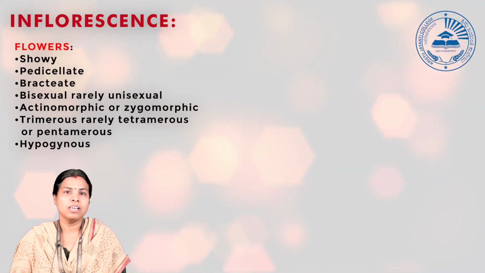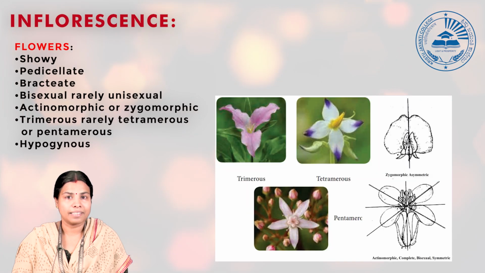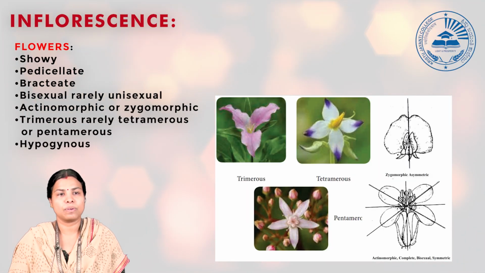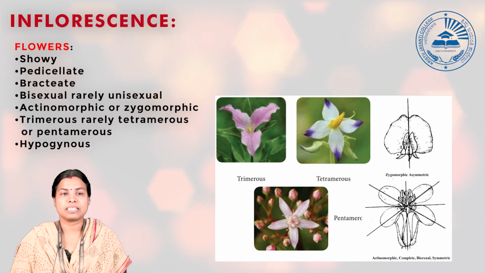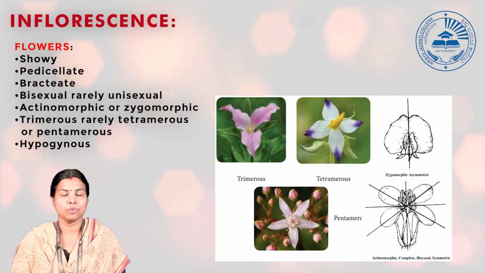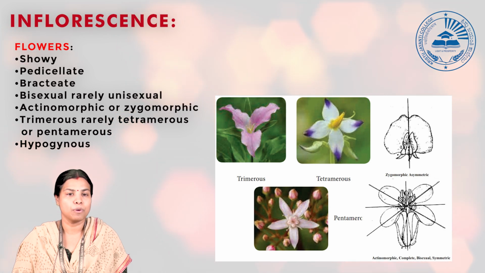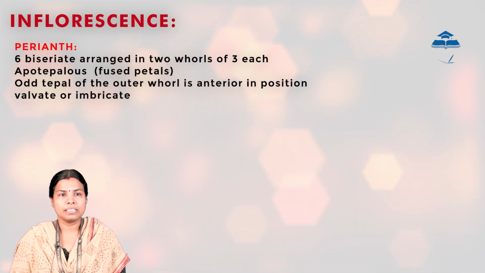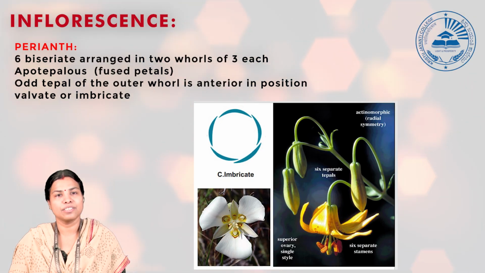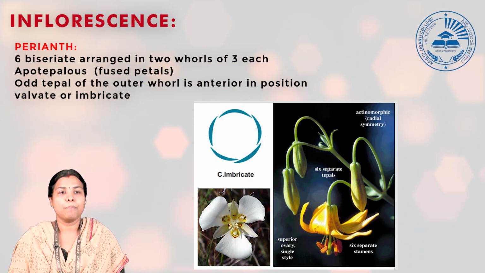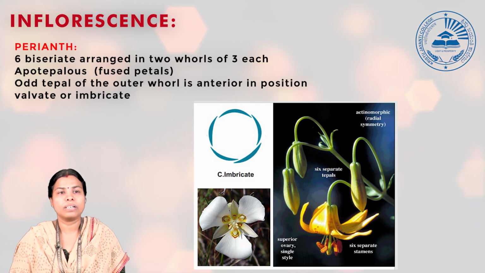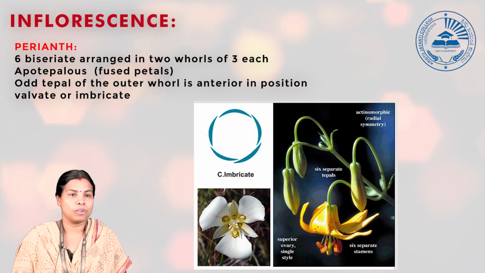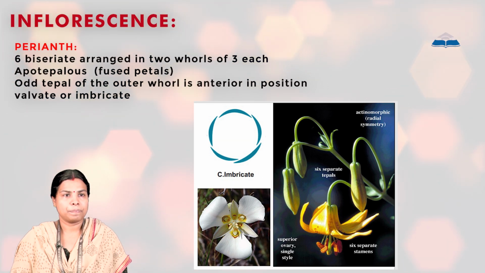Moving on to the flower. Flowers of this family are attractive, showy, pedicellate, bracteate, bisexual and rarely unisexual, actinomorphic or zygomorphic, trimerous, rarely tetramerous, and pentamerous also reported, with a hypogynous ovary. Moving on to the perianth, six, biseriate, arranged in two whorls of three each, apopetalous, or fused petalous. The odd tepal of the outer whorl is anterior in position. It is reported to have valvate and imbricate aestivation.